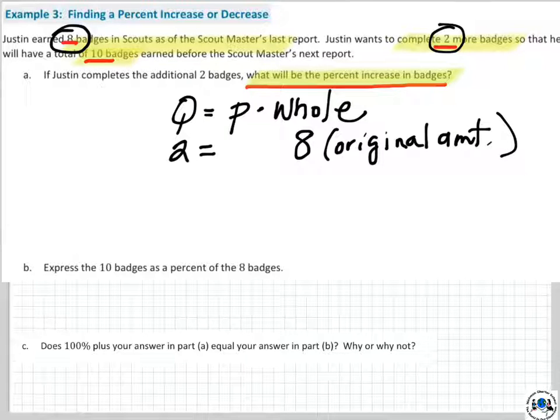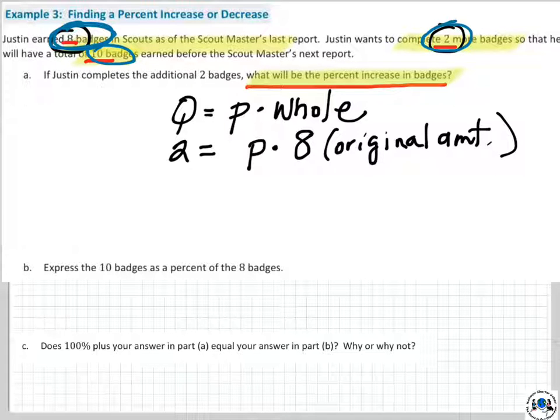Some of you might have put 10. Very often kids are looking at the bigger number as the one that has to be the whole. It's not always true. The whole is not necessarily the bigger number, but it is the original amount, because we said Justin earned 8 badges, and that's where he starts from. He wants to get to 10, but he starts from 8, and then he needs to complete 2 more.